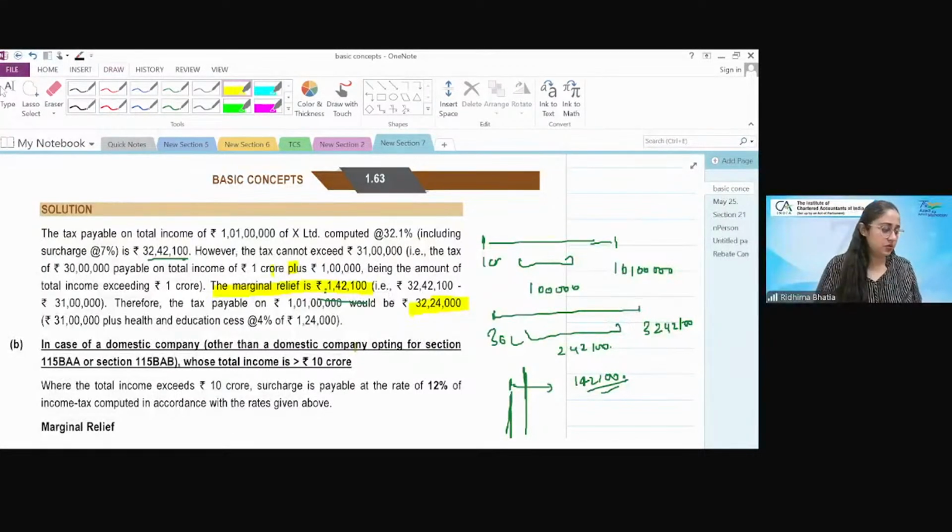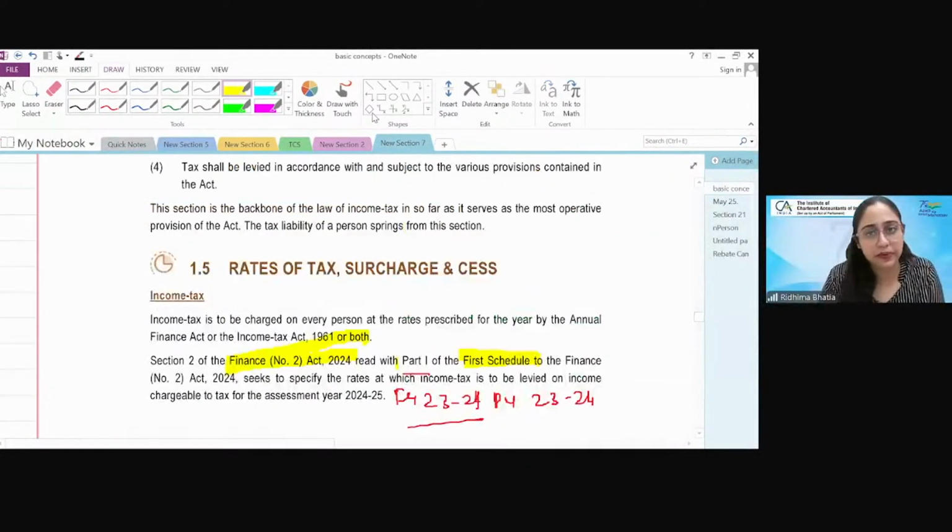ओवरवेलमिंग हो गया क्या थोड़ा? And slab rate, surcharge, and cess. Very important thing. I hope it is clear. Yeah.